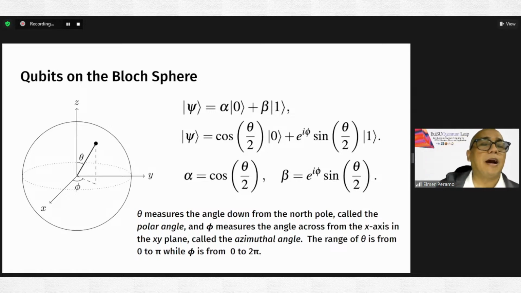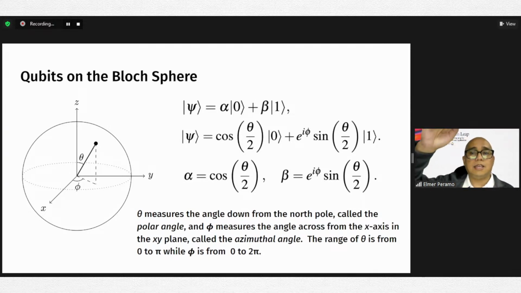In this case, theta is the angle you make with the z-axis, and phi is the angle within the xy plane that it makes from the x-axis. Theta measures the angle down from the North Pole, called the polar angle, and phi measures the angle across from the x-axis in the xy plane, called the azimuthal angle. The range of theta is from 0 to pi, while the range of phi is from 0 to 2 pi.